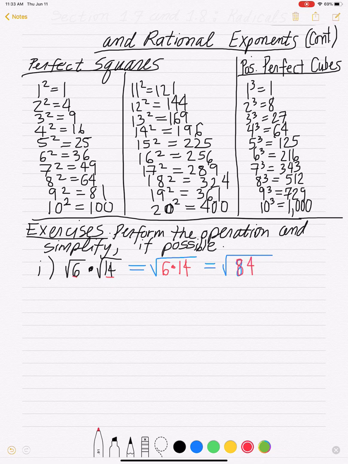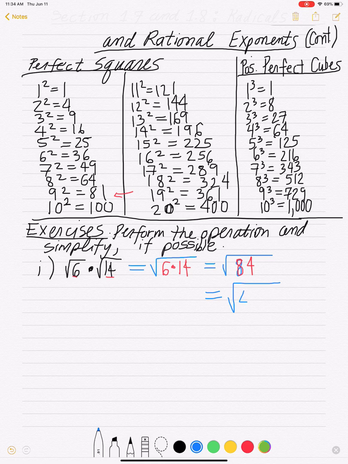Now, is 84 a perfect square? No, it's not, right? 84 is somewhere between 81 and 100. It's not a perfect square. And the question is, can we factor 84 into anything where one of those numbers is the perfect square? The largest perfect square you can think of. Think about that for a second. Yes, right? 4 times 21.